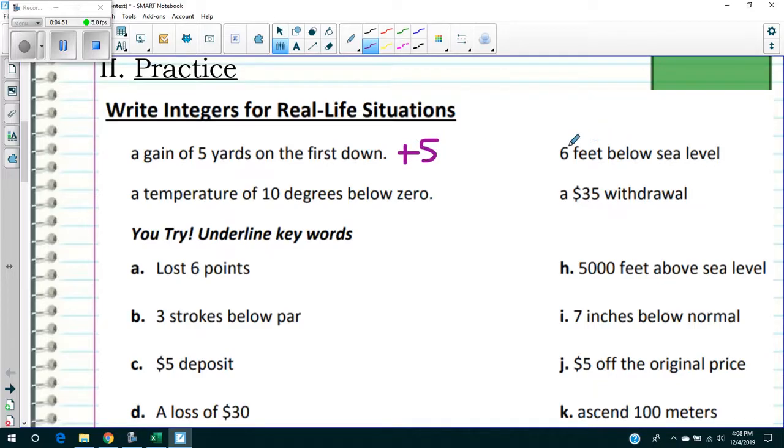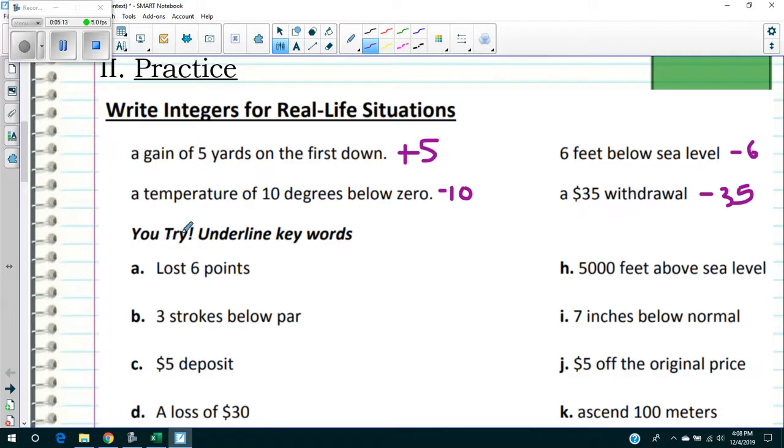All right, what about this one? 6 feet below sea level. Negative 6. Temperature of 10 degrees below 0. Negative 10. By the way, feel free to pause. I just don't want these videos to drag on for too long. $35 withdrawal. Yeah, negative 35.